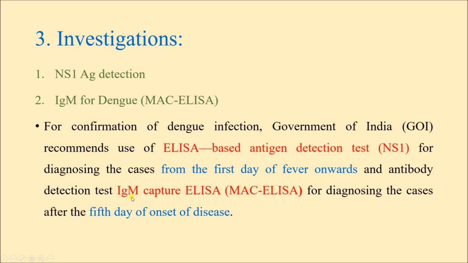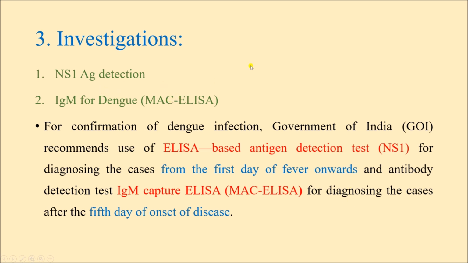The second test is IgM or immunoglobulin M capture ELISA, that is also called MAC ELISA, but this is done from the 5th day onwards of the disease. So for the first 5 days, ideally it is said that after 120 hours, this test can be done. In the first 120 hours, this test should not be done because immunoglobulin takes some time to appear in the blood. So that is why IgM for dengue, the MAC ELISA, is to be done from 5th day onwards.